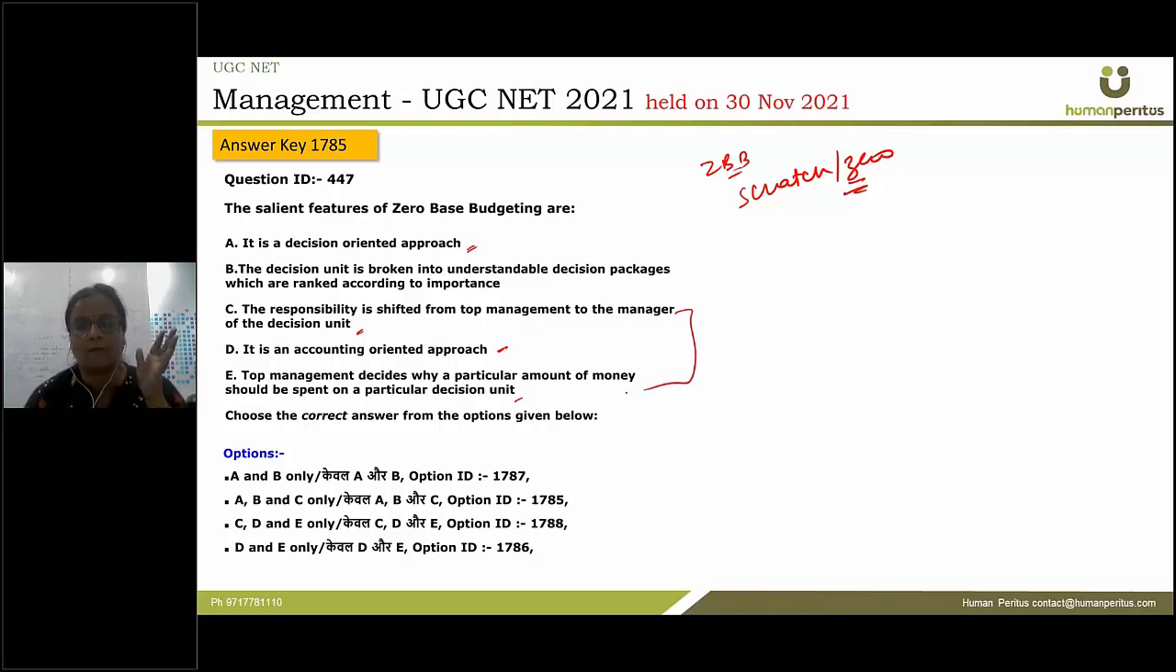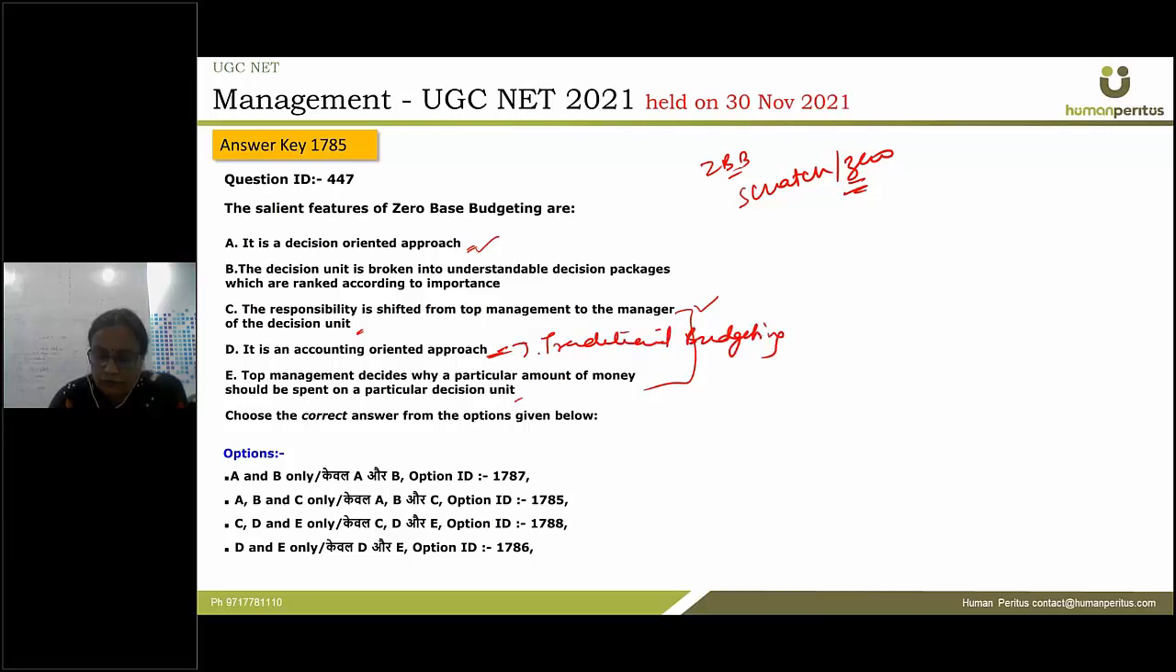So in this, top management will not decide. The onus is on the departmental manager to justify each and every element of the cost that has to be presented in the budget. So ideally this should be correct, right? Accordingly, the responsibility is shifted from top management to the manager of the decision unit. It's a decision-oriented approach, whereas traditional budgeting is an accounting-oriented approach because it is based on cost accounting. So this is related to traditional budgeting.